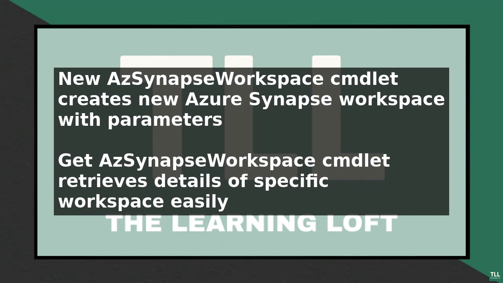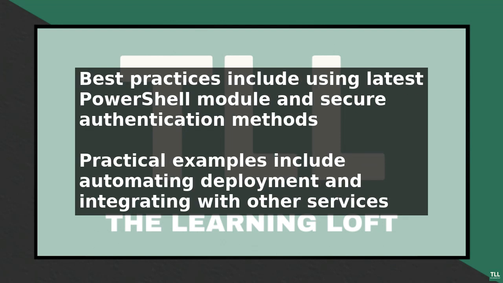Best practices for using Azure Synapse PowerShell include using the latest version of the PowerShell module, testing scripts in a non-production environment before running them in production, and using secure authentication methods such as Azure Active Directory. Practical examples of using Azure Synapse PowerShell include automating the deployment of Azure Synapse resources, monitoring and troubleshooting Azure Synapse workspaces, and integrating Azure Synapse with other Azure services such as Azure Data Factory and Azure Databricks.